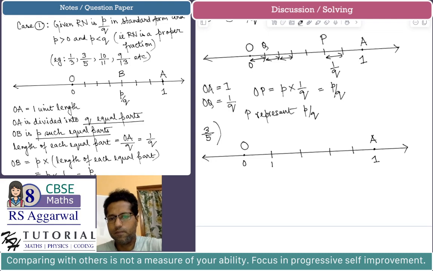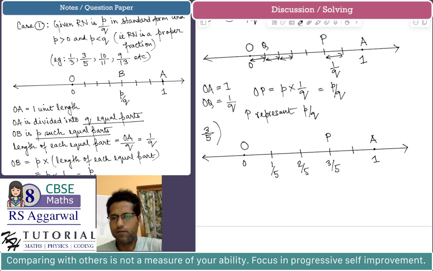So each such equal part, the distance will be 1 by 5. So definitely the first marking towards the right hand side of O will be 1 by 5. The second marking will be 2 by 5. The third marking will be 3 by 5. And definitely P, this marking 3 by 5, is representing the rational number 3 by 5. I hope it is clear. So the rational number we are representing is 3 by 5.